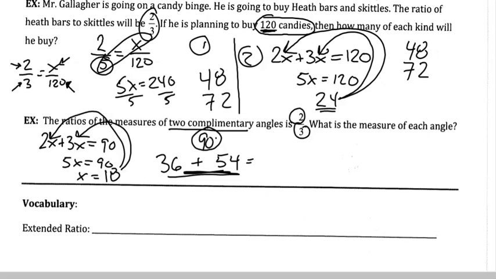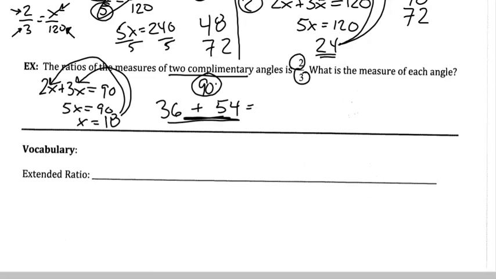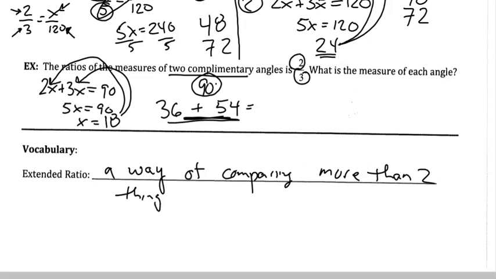All right, we're cooking along. So an extended ratio, if we're looking at a normal ratio is going to be comparing two things. An extended ratio is going to be a way of comparing more than two things by division.